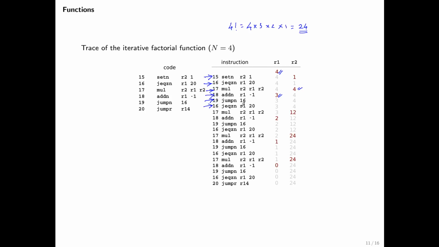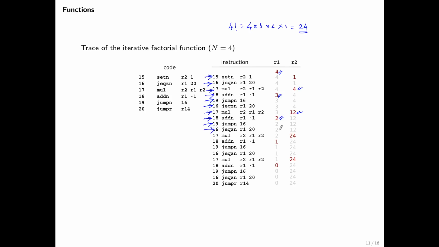We again check if R1 is 0 or not. It's not 0, so it's 17 that gets executed next. We multiply the current values of R1 and R2, which is 3 and 4, to get 12, and that result is placed in R2, so that's why R2 is 12. Then we decrement R1 by 1 to get 2. It goes from 3 to 2. Then we unconditionally jump to 16. We check if R1 is 0 or not.